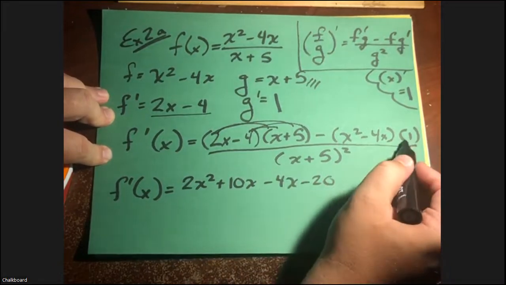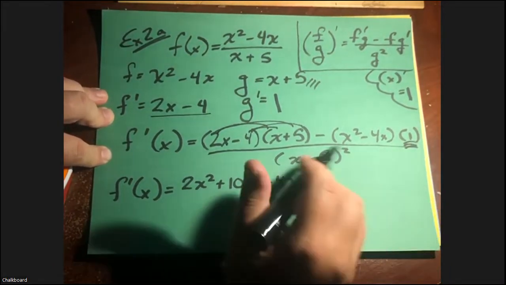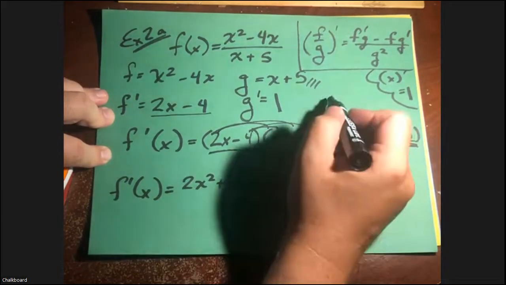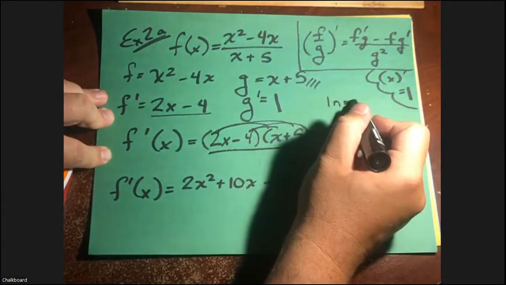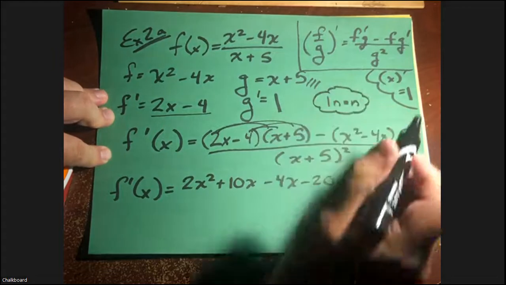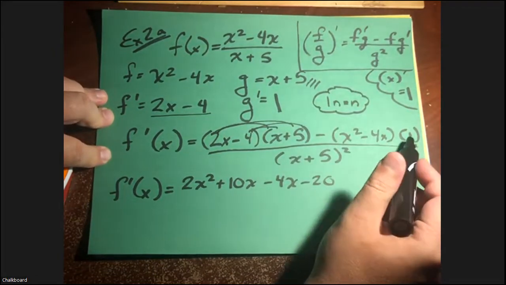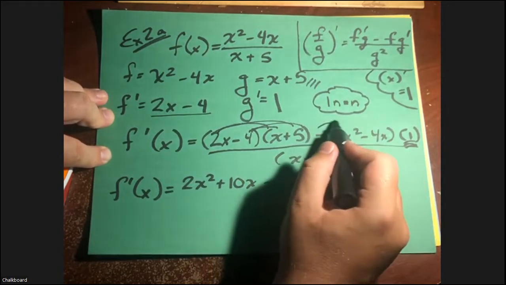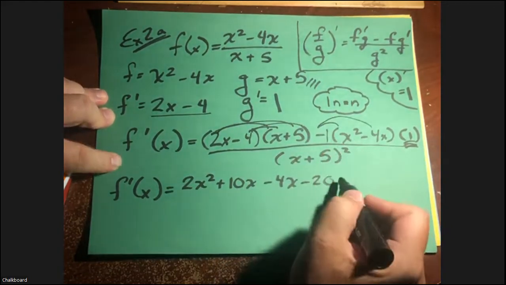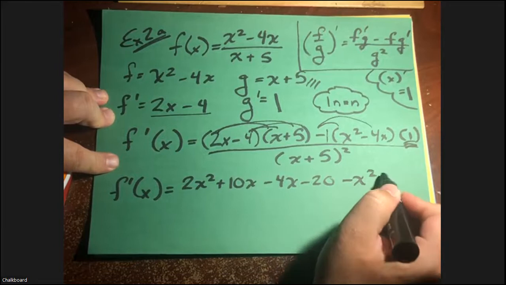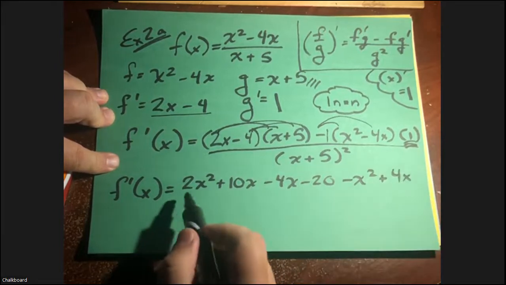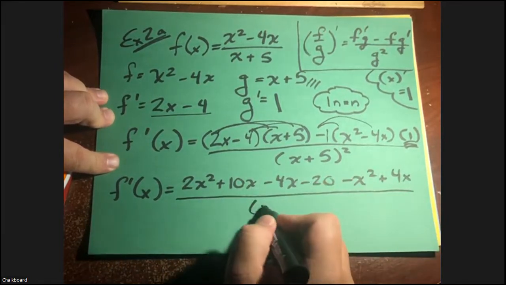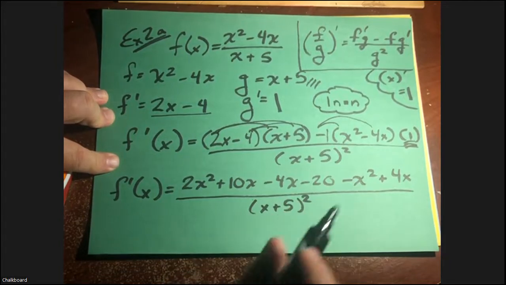And now this 1, there is a property, the identity property of 1. It says that 1 times anything is going to just be that anything again. You learned that a long time ago. So we can just act like that 1 isn't there because 1 times this is just this. But remember, there is a negative 1 here being distributed. So negative x squared plus 4x. Again, all over that pesky denominator of x plus 5 quantity squared.